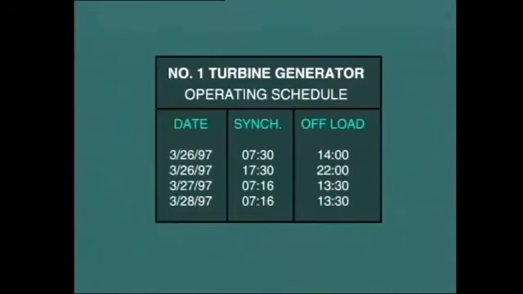How long should this startup operation take? At what rate can we raise the turbine speed during startup? Well, this all depends upon the prior condition. That is, how long the unit has been shut down. In other words, is it hot or cold?